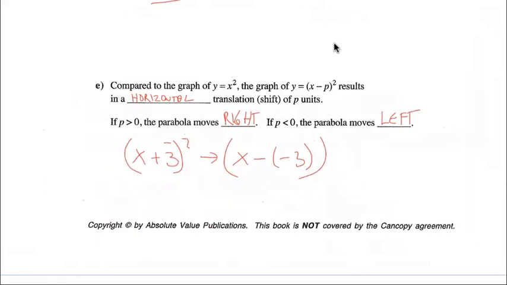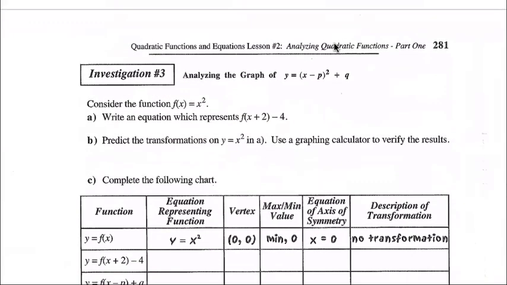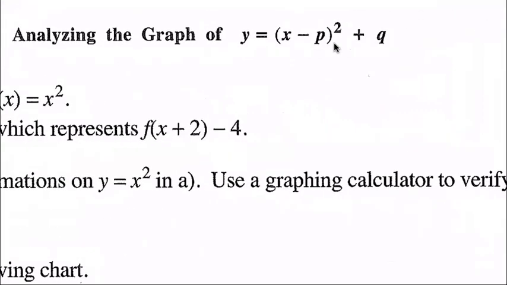Over the page, investigation number 3. Well, what happens when we have both of them, both p and q change? Obviously, we're probably going to get some kind of both vertical and horizontal translation. So question, consider the function y equals f of x is x squared. Write an equation which represents f of x plus 2 minus 4.